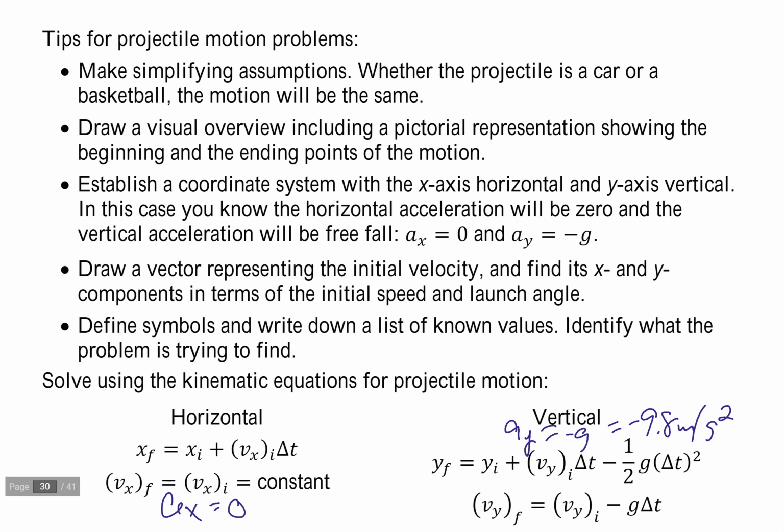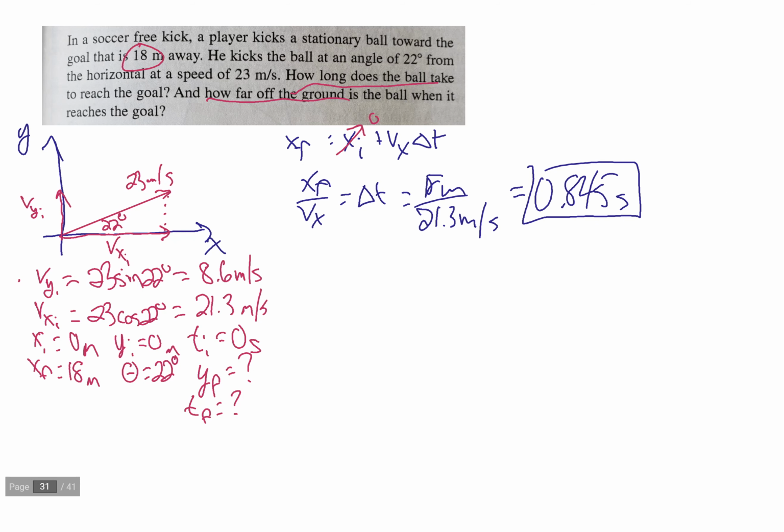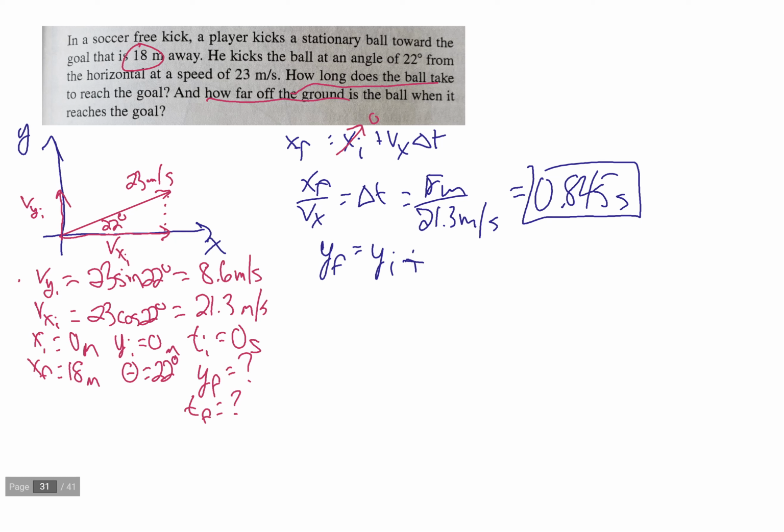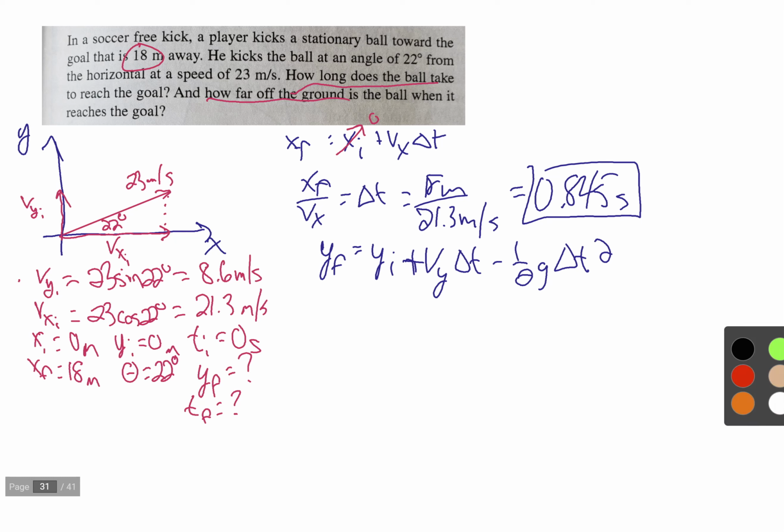So I'm going to go back to the problem, and I'm going to write the equation down. y sub f equals y sub i, and because it's late and my brain is not working, plus velocity in the y direction delta t minus 1/2 g delta t squared. Okay, and like I said, y initial is 0. Now velocity in the y direction, we know, we can start plugging everything in.